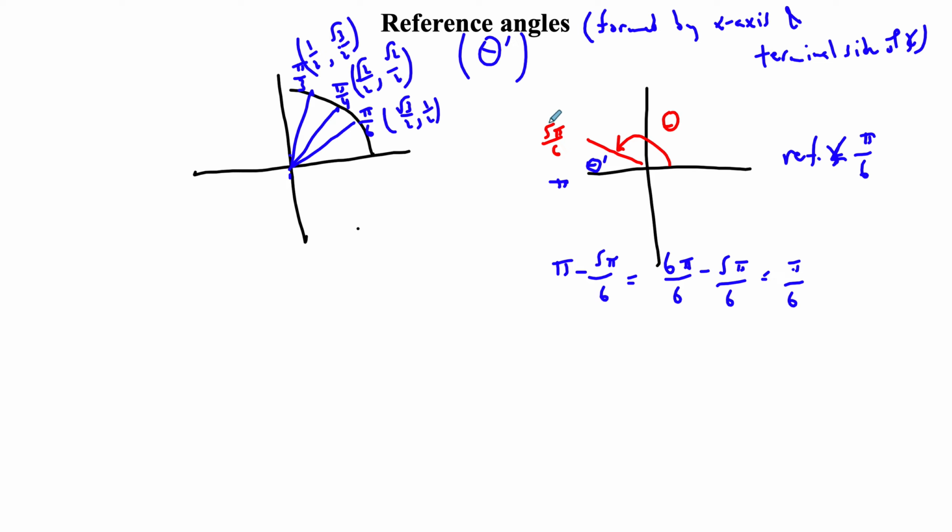The big difference here in this quadrant, we know that anything involving the x, so the cosine or the tangent or the secant or the cotangent, are going to be negative in that case, but they're still going to be related by these same values. Okay?